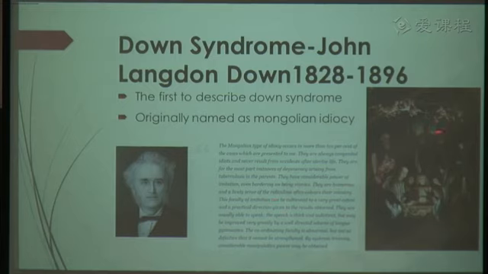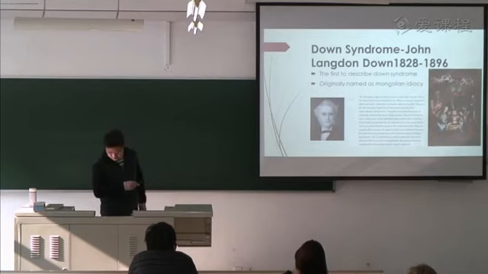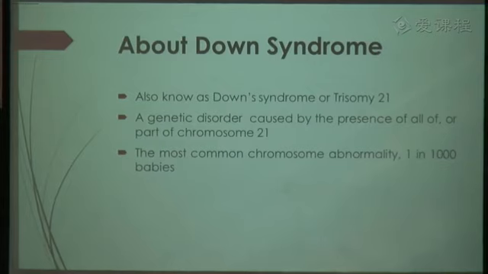Yeah, if you look at the picture here, it's a very old painting from the Renaissance, and people suspect some person in this painting had Down syndrome, although they didn't even know what they had at that time. So this is also known as trisomy 21.